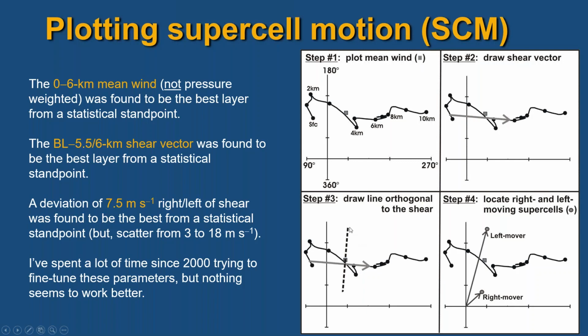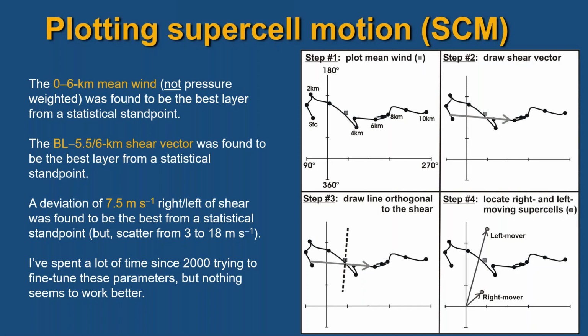And the key then is you have a line that's orthogonal to that shear vector, at right angles, but passes through the mean wind. And then finally, you get your right and left movers that are, again, 7.5 meters per second away from the mean wind, but it's orthogonal to the shear vector. It might be right of the mean wind some of the time, but it's not all the time. And I have some examples to show you about that later. The thing to note, though, is that there's scatter based on our original data set of 3 to 18 meters per second. So a storm might only move a little bit away from the mean wind, or it might move a lot away from the mean wind.